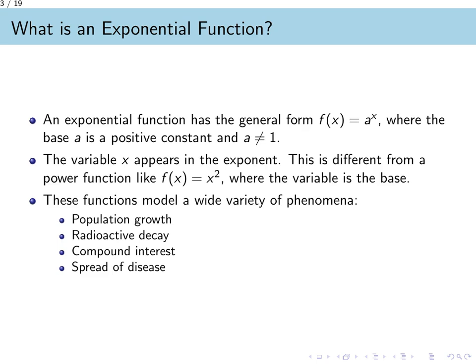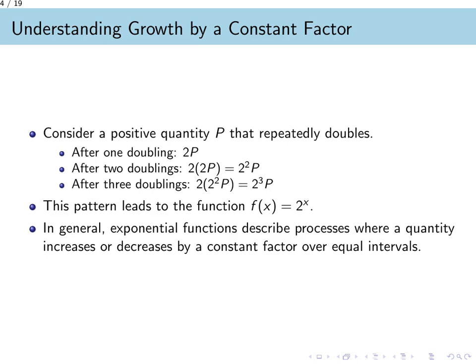This structural difference is what allows exponential functions to model processes that involve extremely fast change. For example, population growth, radioactive decay, or how an investment grows with compound interest. The key takeaway is that for exponential functions, the variable is always in the exponent. Let us explore what happens when a quantity grows by a constant factor, a pattern that is the foundation for an important family of functions.